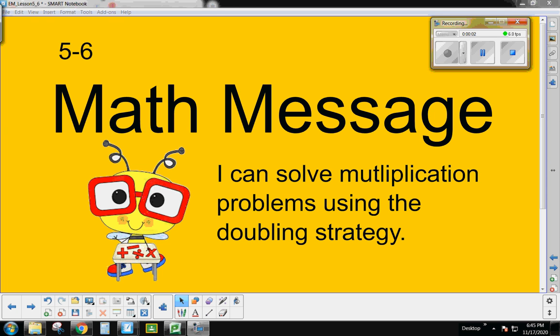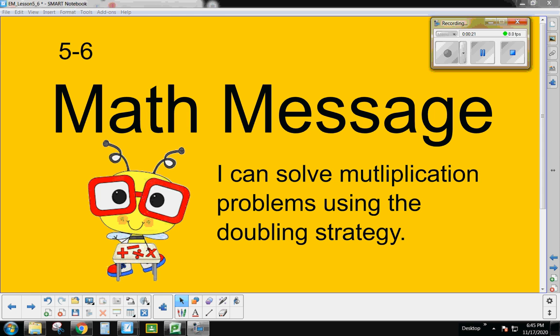Okay, ladies and gentlemen, this is Math Message 5-6, the main math lesson of the day. In this lesson, we're going to solve multiplication problems using the doubling strategy. We looked at the doubling strategy already yesterday, so you should be somewhat familiar with it. So we're just going to do a little bit more practice today.